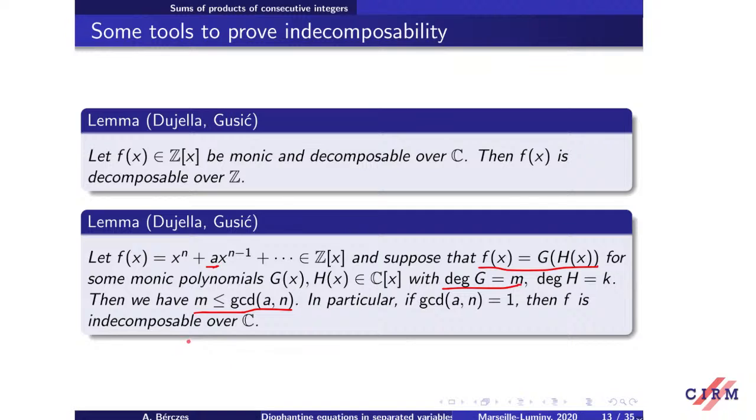So whenever we have a decomposition, the outer polynomial is of degree less than or equal to the GCD of this coefficient a and n, the degree of the polynomial. This means that if the GCD of a and n is 1, that is, they are co-prime, then m is smaller or equal to 1. That means that if a and n are co-prime, then any decomposition has the degree of g equal to 1, which means that f is indecomposable. So any decomposition would be a trivial decomposition.